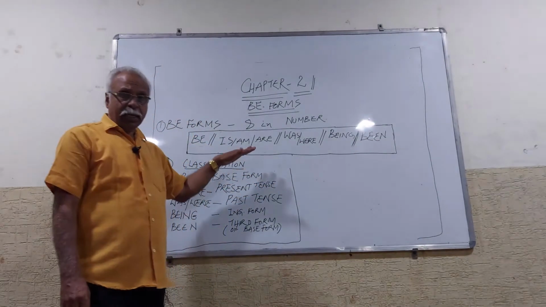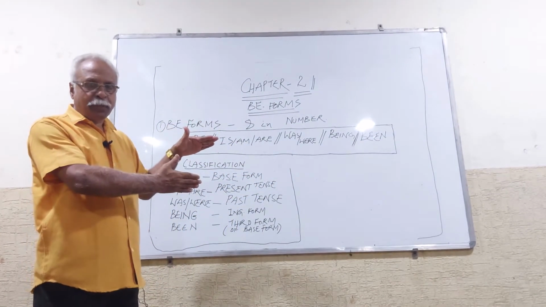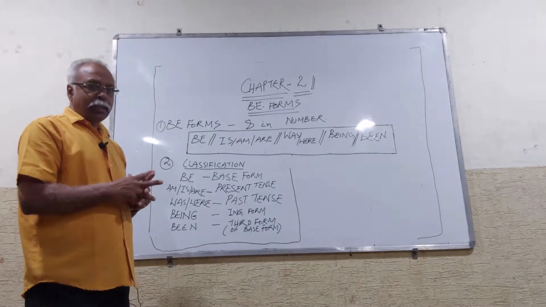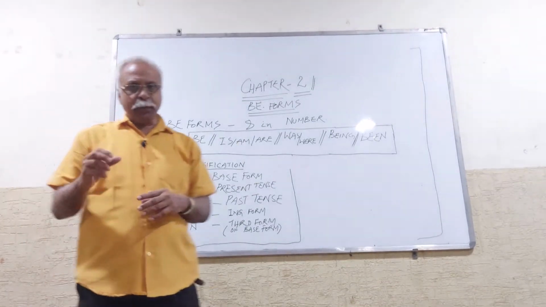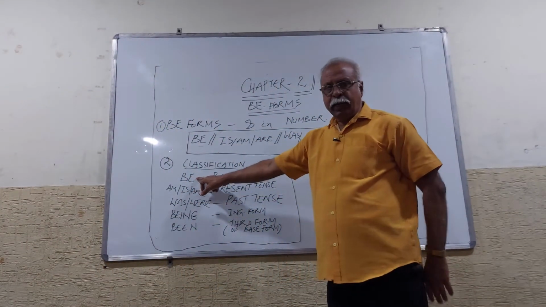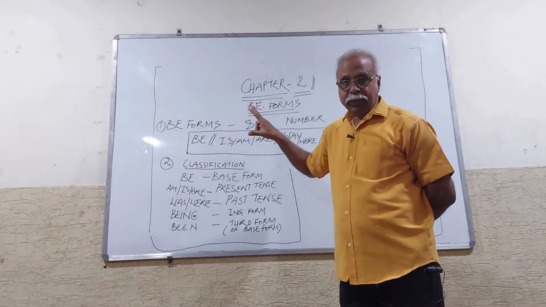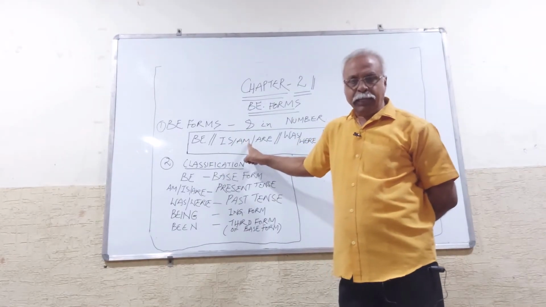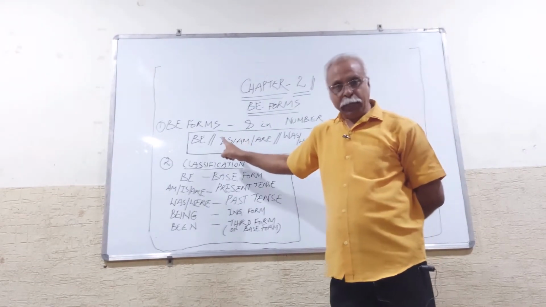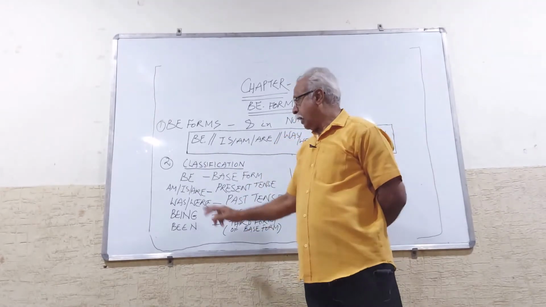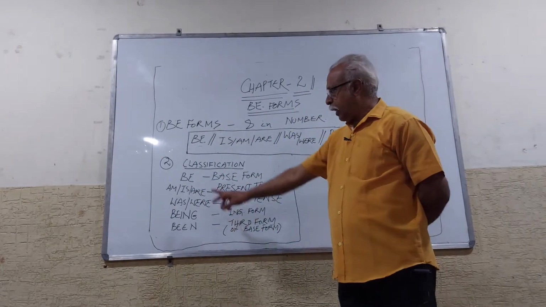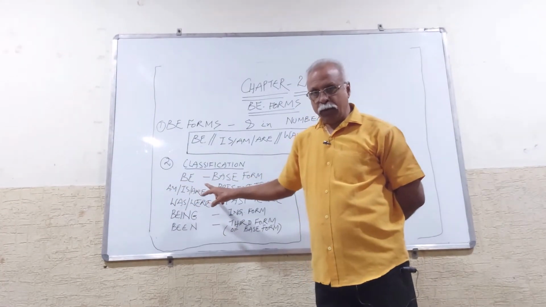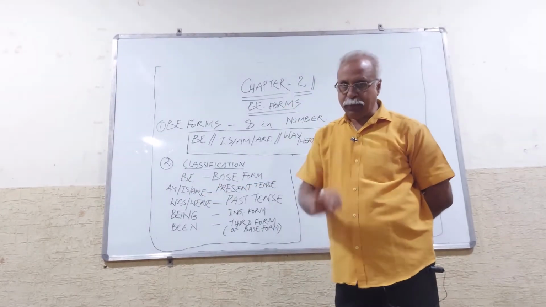Now, coming to the form, let us classify these be forms into a table, so that you can have an idea how they are going to be used. The basic understanding of be forms is this. First, be is the base form of all these 8 forms, because from be, the rest of the 7 forms have come up. So be is the base form, or the stem you can call it. And from this be have come am, is and are. What are these? These are present tense be forms.